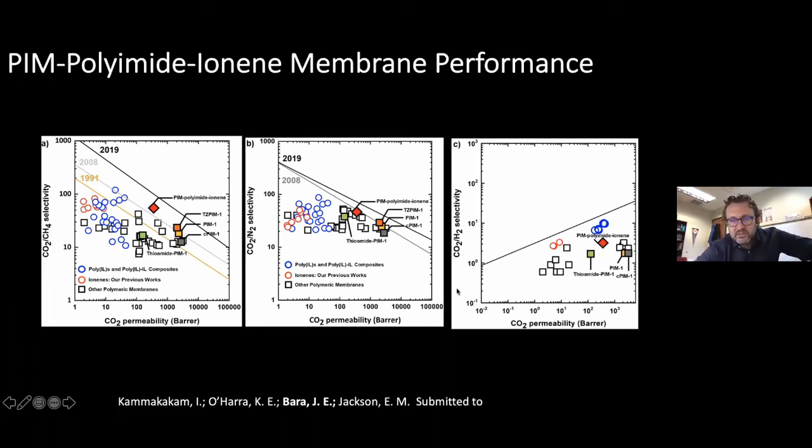So CO2 methane, of course, we can study it. It's quite easy to measure hydrogen flux because it's so fast. But really, the promising application is CO2 methane and CO2 nitrogen selectivity.